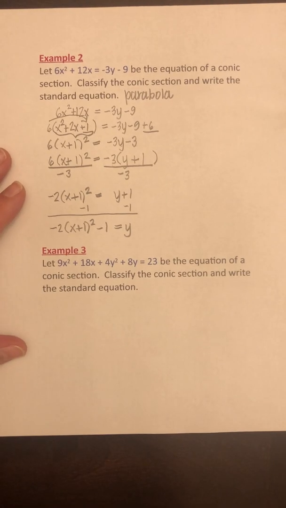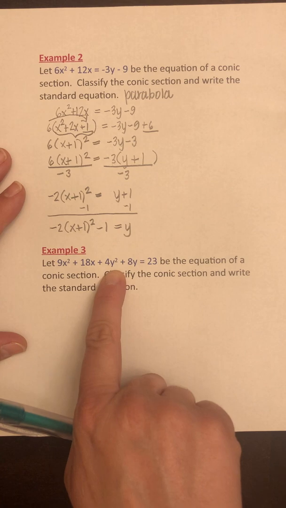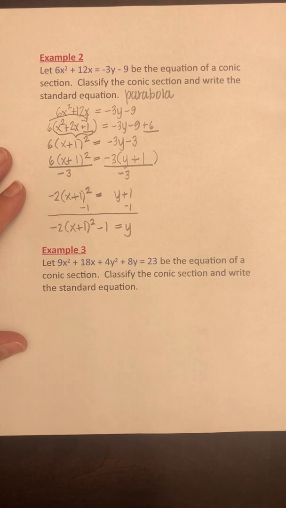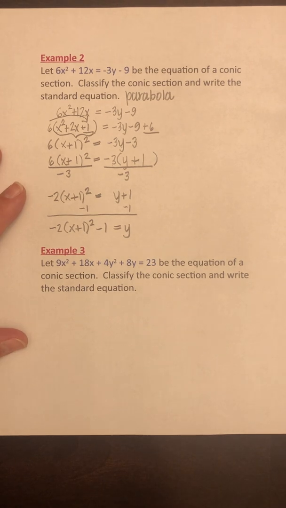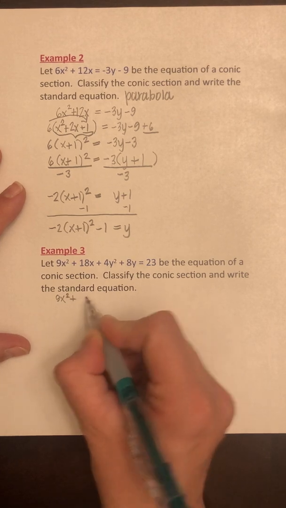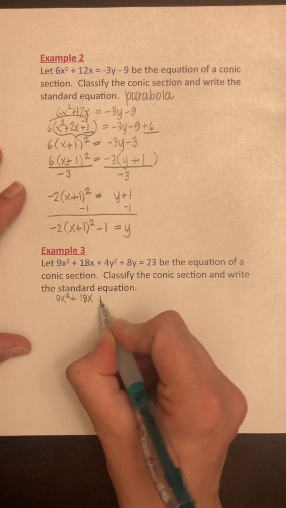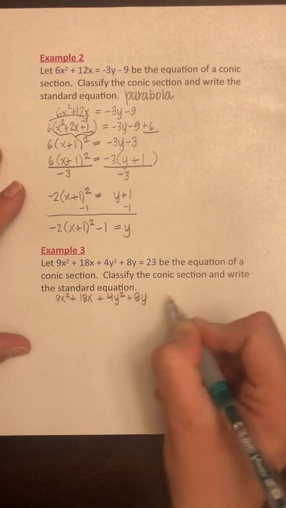All right, last example in this section, and then we'll be done with part 1. So I've got x squareds, I have y squareds. That already eliminates the parabola, so I'm going to ignore that idea. The good news is that the x's and y's are already on the same side. So I have 9x squared plus 18x plus 4y squared plus 8y equals 23.